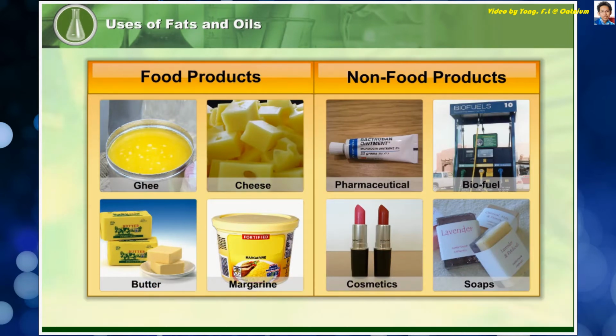Some fats and oils are used to make food ingredients. Examples of products are margarine, butter, cheese, and ghee. Some fats and oils are used as base or additional ingredients in non-food products. Examples of non-food products are products used in cosmetics, pharmaceutical, soaps, and fuel industry.